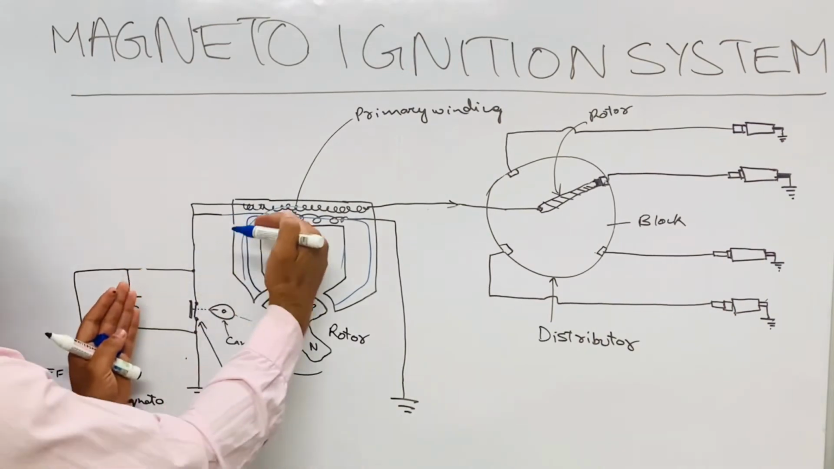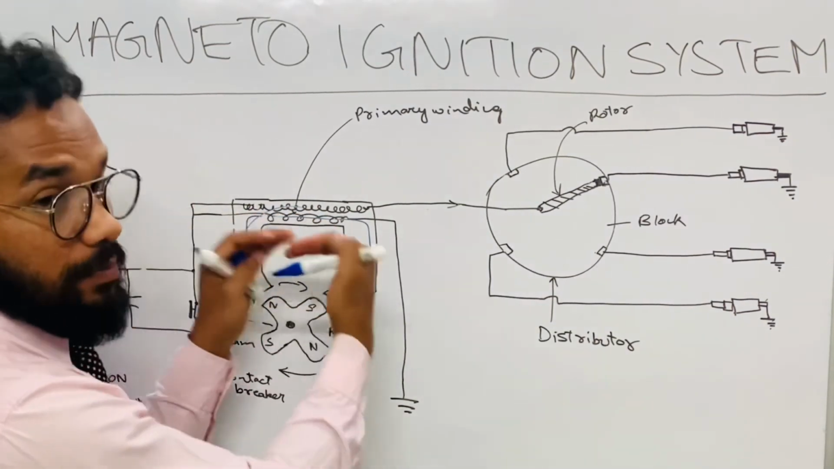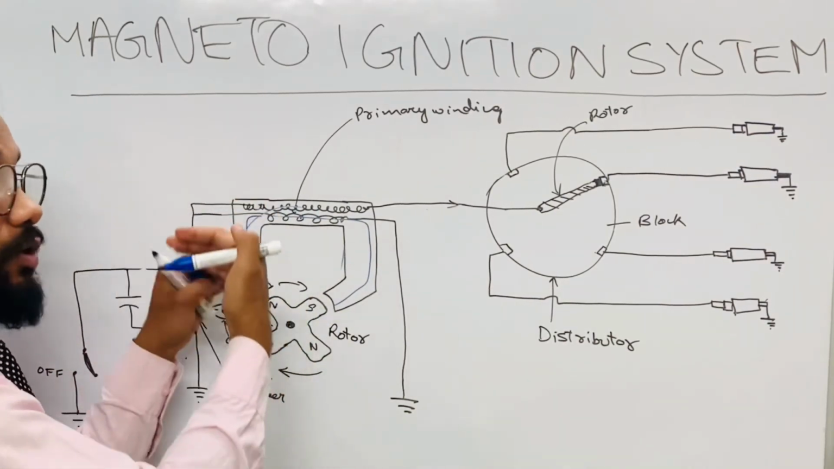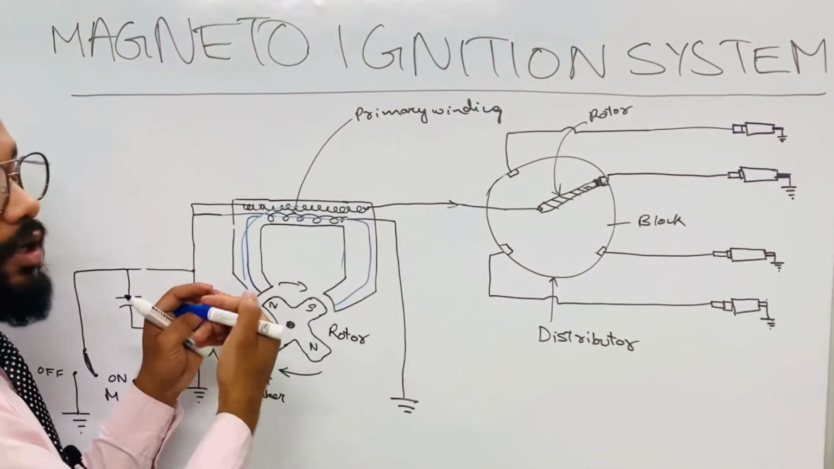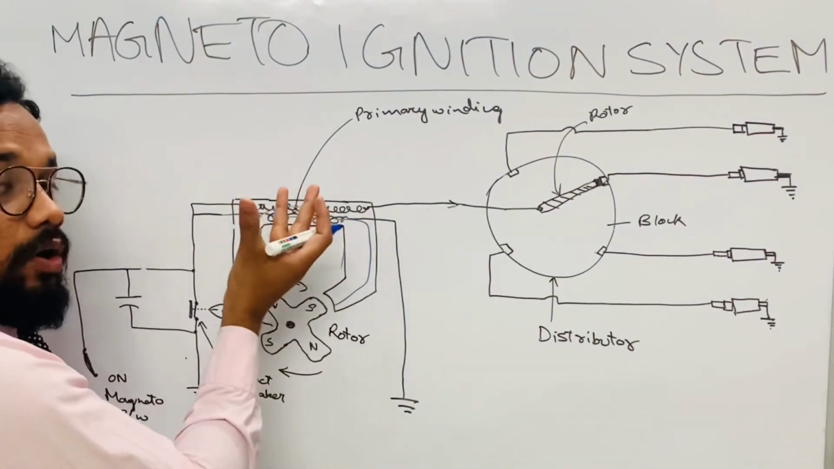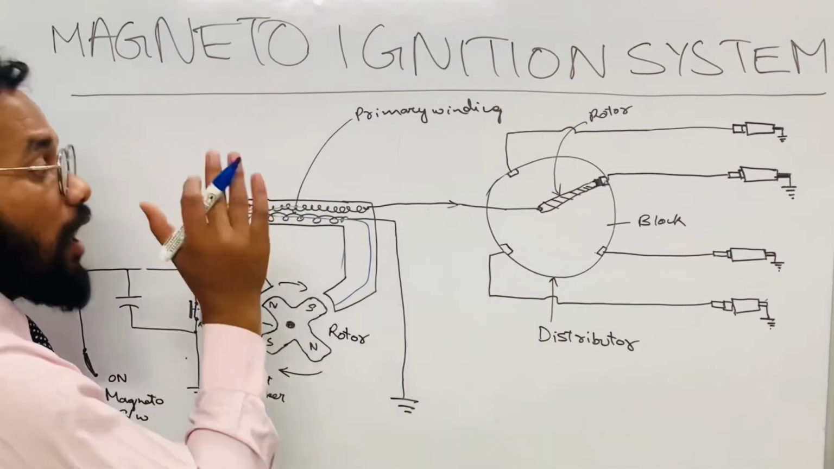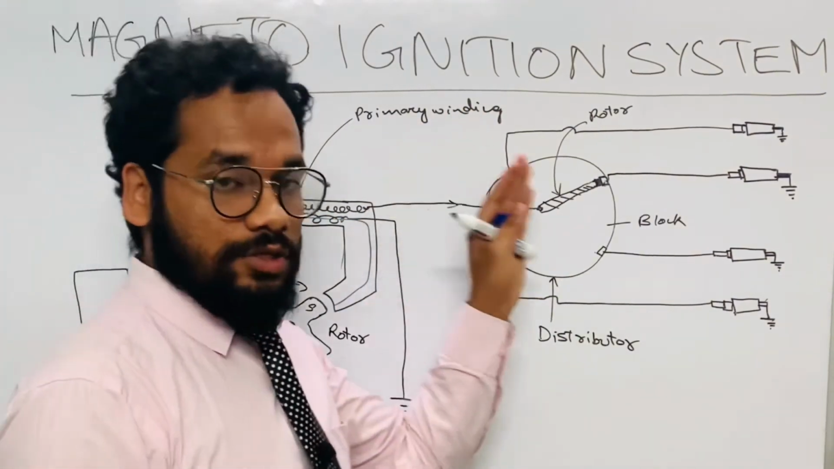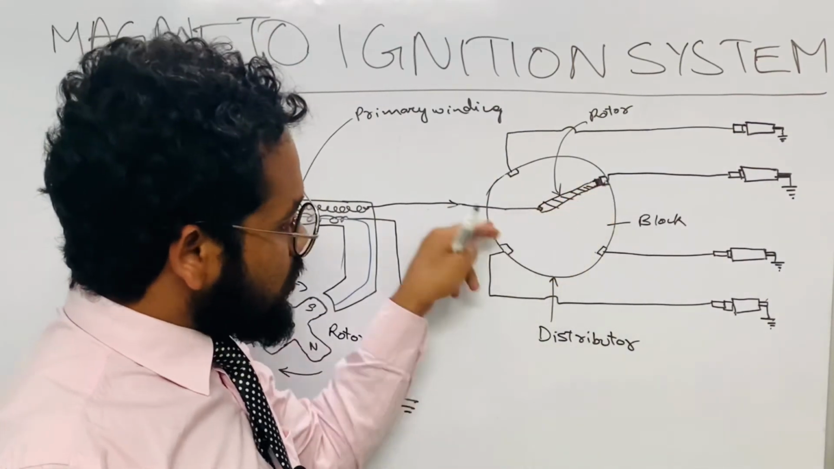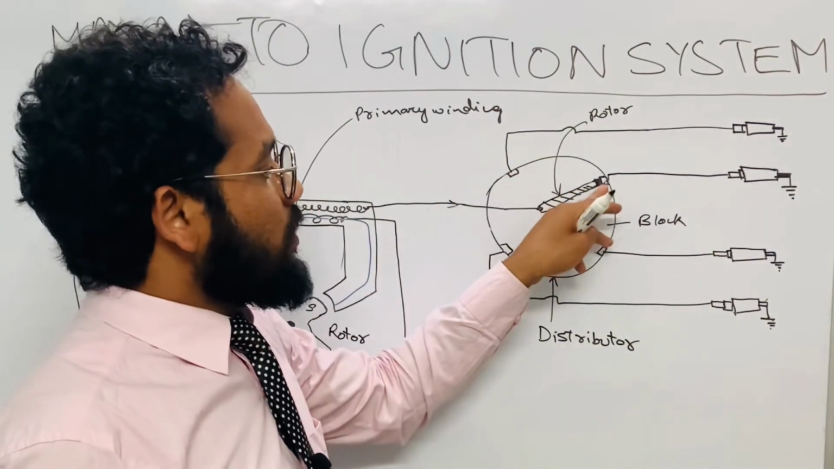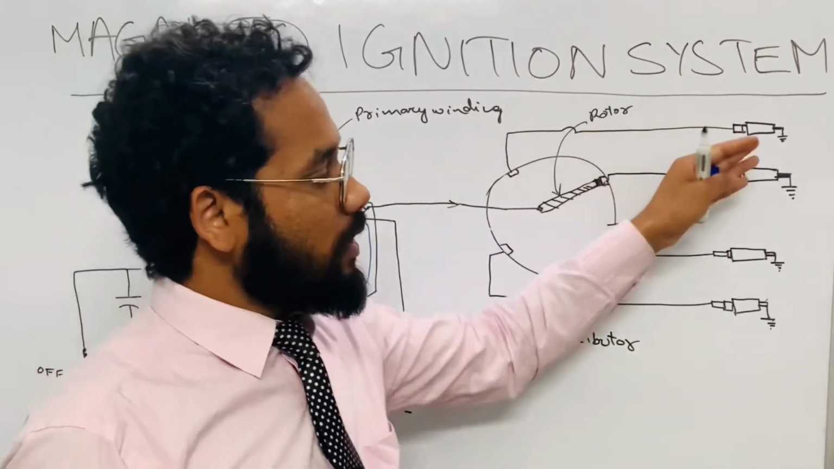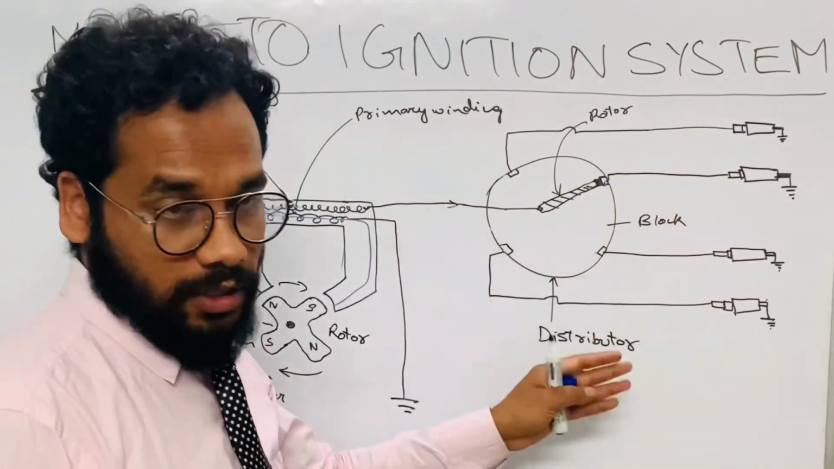Now the primary current will be more suppressed, and as the primary current is suppressed, its magnetic field will collapse at a higher speed. When the magnetic field of the primary collapses at a higher speed, a very high voltage spike will be produced and given to the distributor. When it comes to the distributor, from this it is given to the rotor. The rotor, as it is rotating, will be conducting the high voltage to these segments one by one, and hence the spark will be produced in these spark plugs.